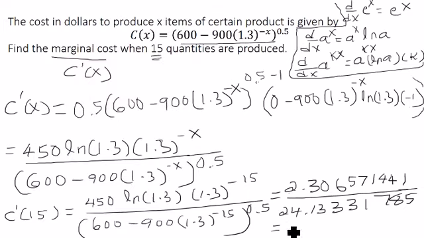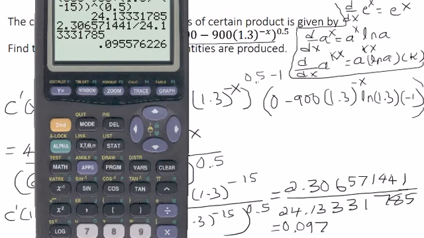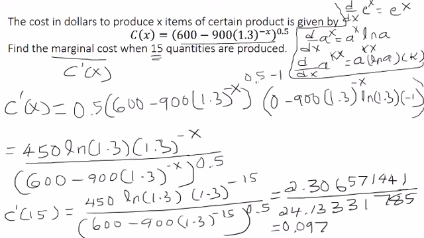So 0.09, what was it? Hold on a second. 0.095576 and a few other digits. Rounding to two decimal places is going to be 0.10. Okay, so that's the answer for this question.